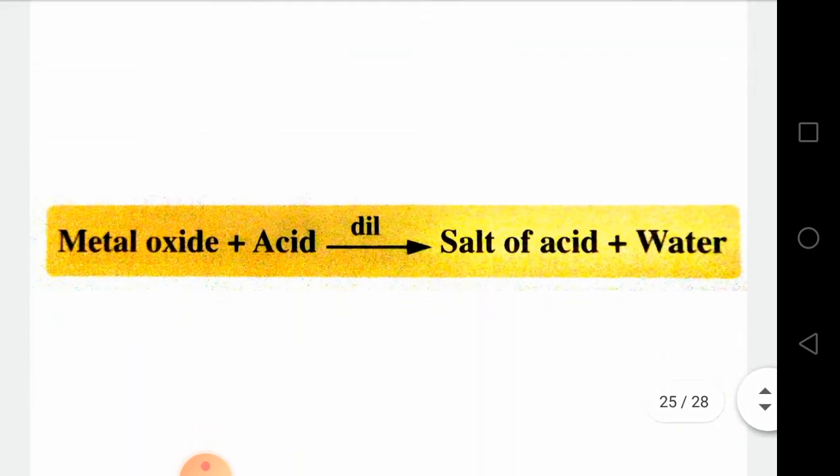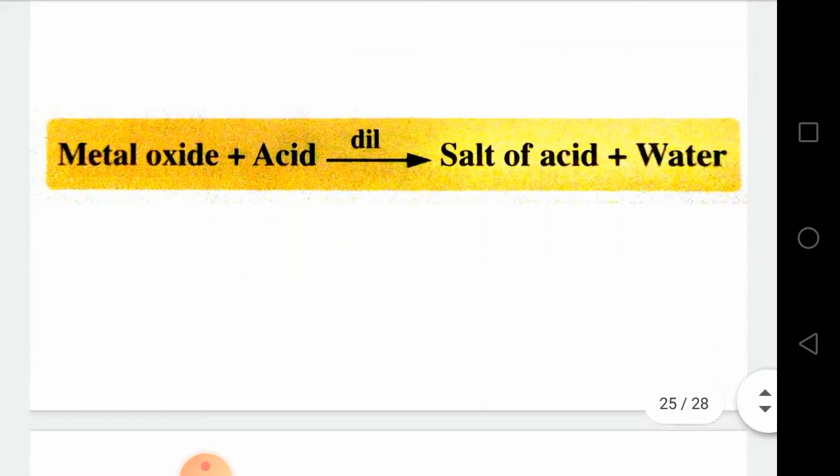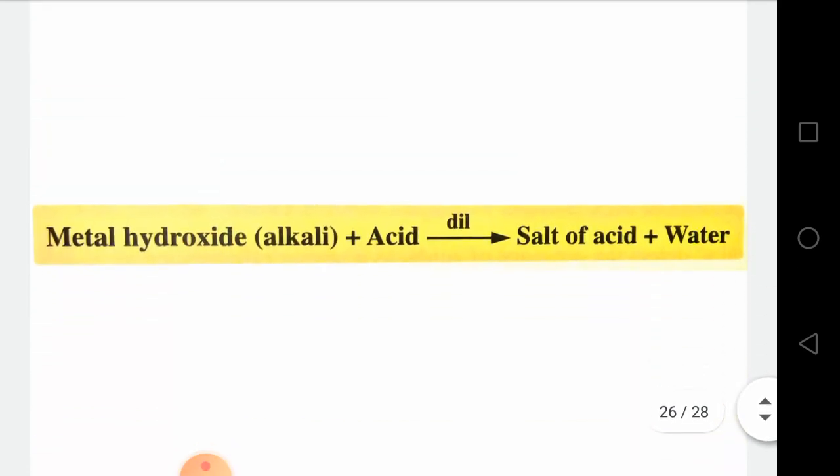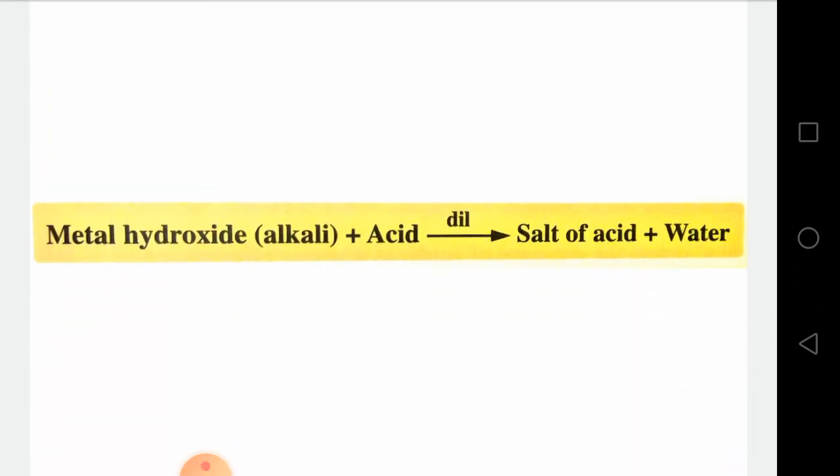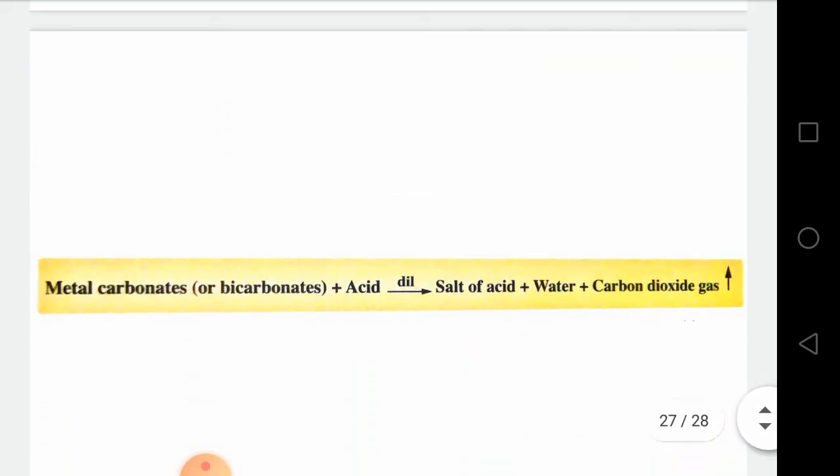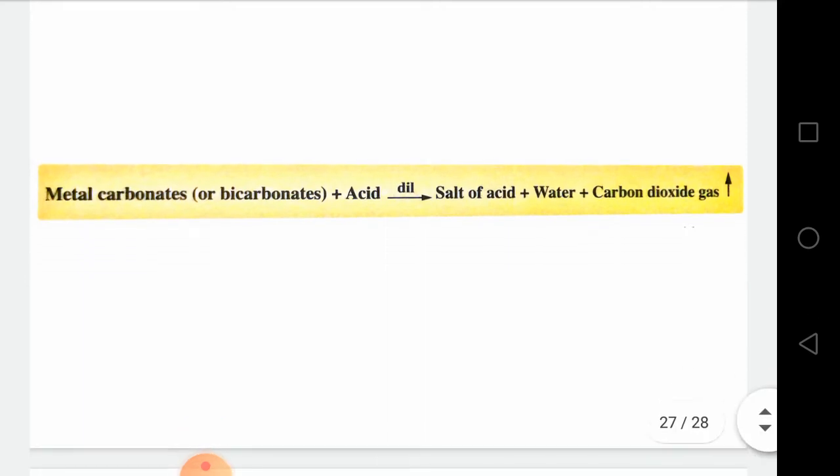While when metal hydroxide reacts with acid, it will produce the salt of the acid plus water. In the case of the reaction of metal carbonates or bicarbonates with acid, the salt of the acid is formed, plus water and evolution of carbon dioxide.